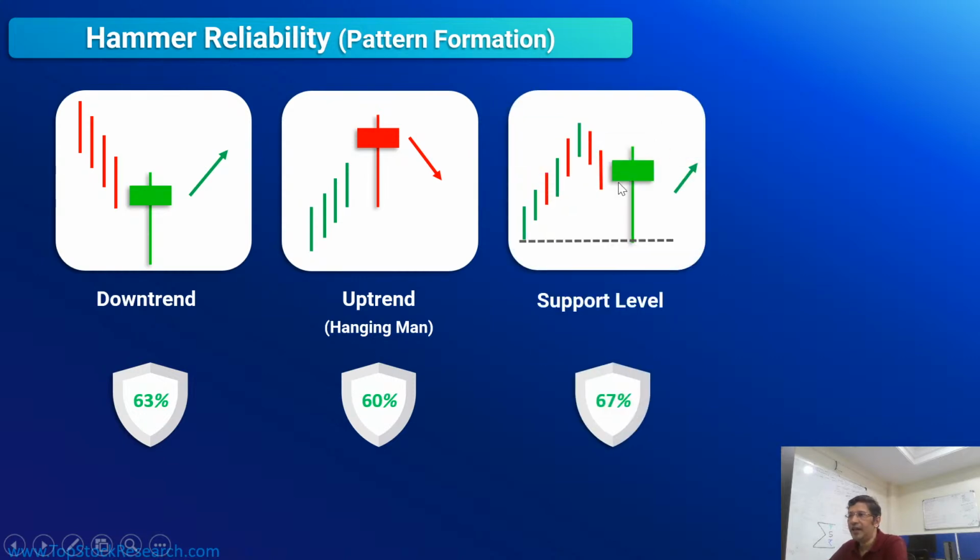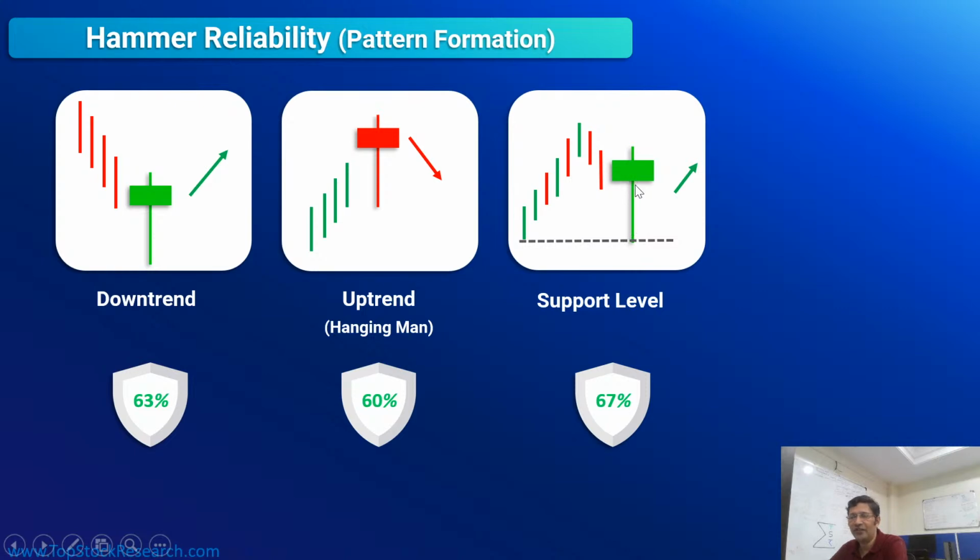If this pattern is bouncing back from a support level, right? If it is bouncing back at a support level, then your reliability or your confidence should be even higher. So in this particular case, it went up there, the hammer is formed, and it retraced from its support level.